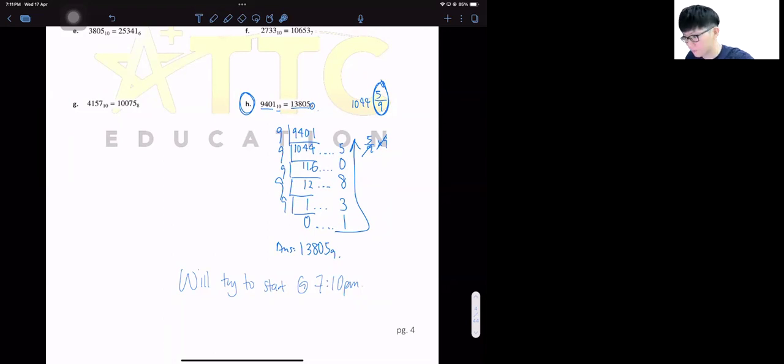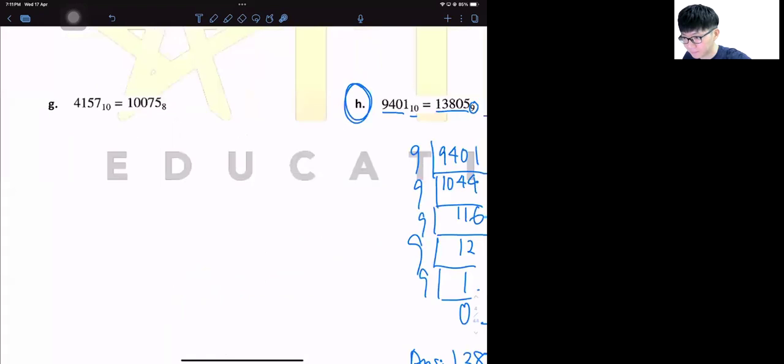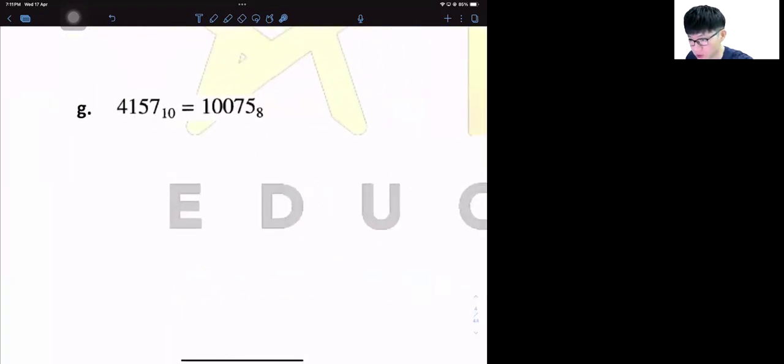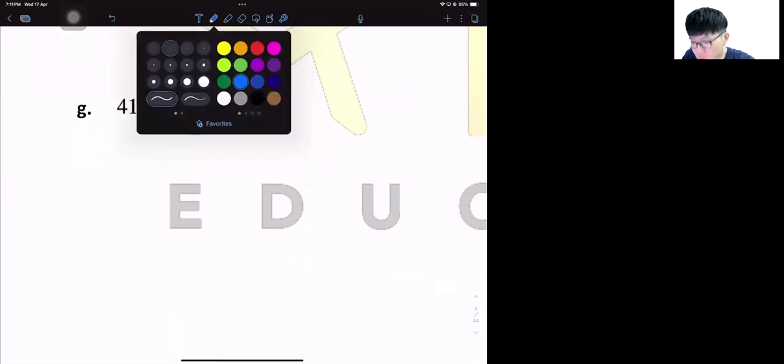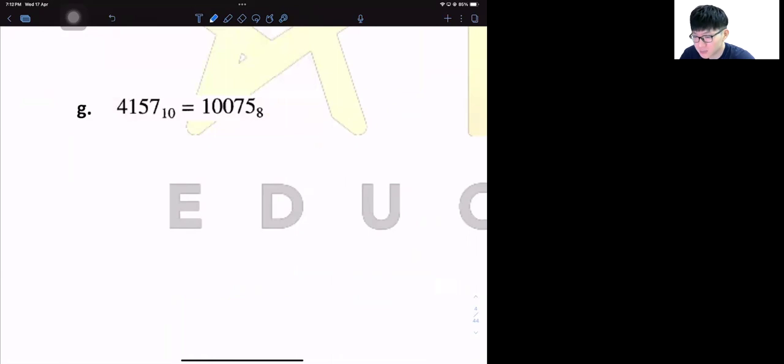Okay, so on page number 4 here, I'll quickly show using question G. Again, definitely a new chapter. So for all the new stuff you see here, try not to think too much. Just be open-minded and accept whatever is new. Okay, so you see here, you have 4157, and then there's a small number down here. It's the number base, because the chapter is called number base.